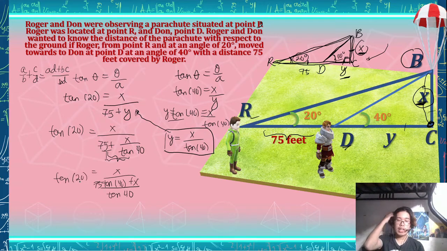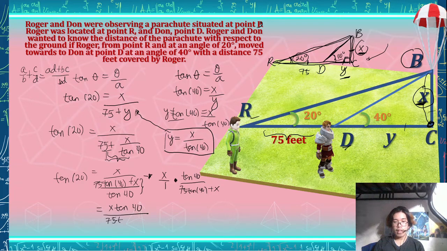Okay, and since we're going to divide the fractions here, let's try to divide it on this side. So it's going to be x all over 1. And then remember that on the fractions rule, we have to flip the fraction, since this is the divisor. So this is going to be x all over 1 multiplied by tangent 40, the reciprocal of 75 tangent 40 plus x all over tangent 40, which is tangent 40 all over 75 tangent 40 plus x. So therefore that's going to give us x tangent 40 all over 75 tangent 40 plus x is equal to tangent 20.